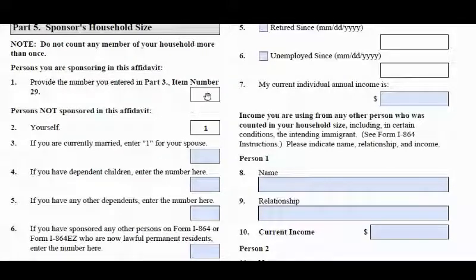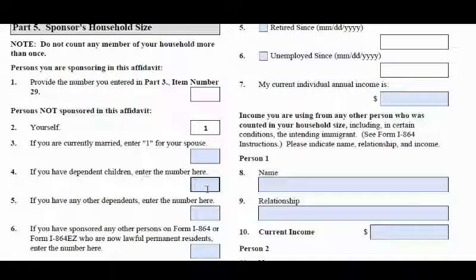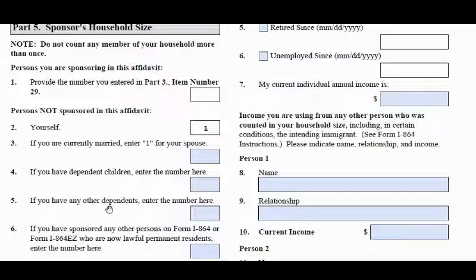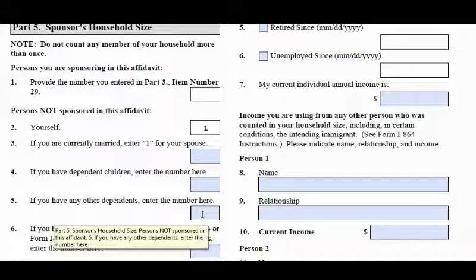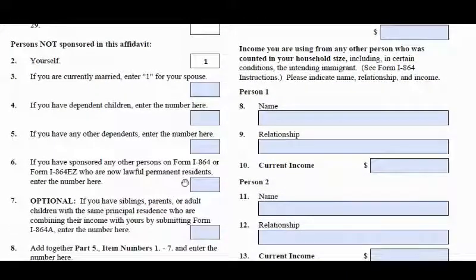And then persons not sponsored in this Affidavit of Support. So yourself, we're going to put one over here. If you are currently married, you put one for your spouse. If you have dependent children, which means you have your children living with you in that house, provide the number of children. If they are two, you put two, three, put three. If you have any other dependents, like your nephew or your niece, you provide the number here.